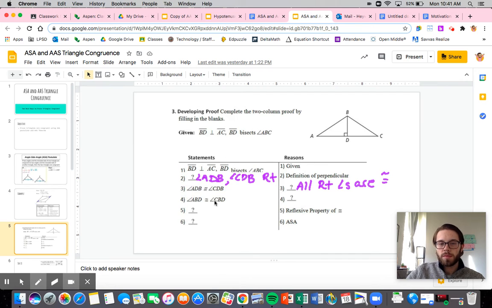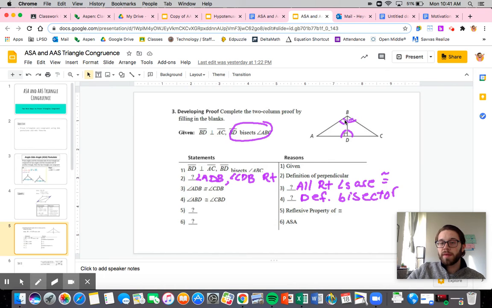Okay, now we have that angle ABD and angle CBD are congruent. Well, so we have this side and this side. Now we're saying that these two are congruent. Why can we do that? Well, what were we told up here? We were told that this bisects. So that just comes from the definition of a bisector, right? That's all it means to bisect. It cuts it into two equal parts.